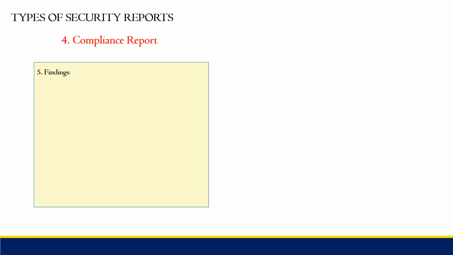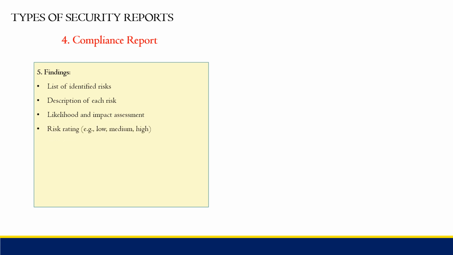Number 5, findings, under which we have a list of identified risks, description of each risk, likelihood and impact assessment, risk rating. For example, low, medium, high.